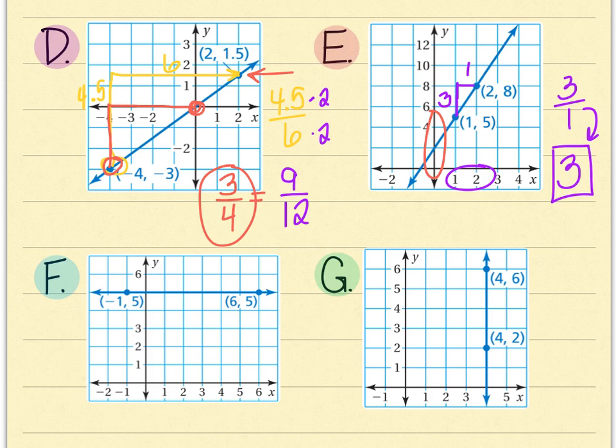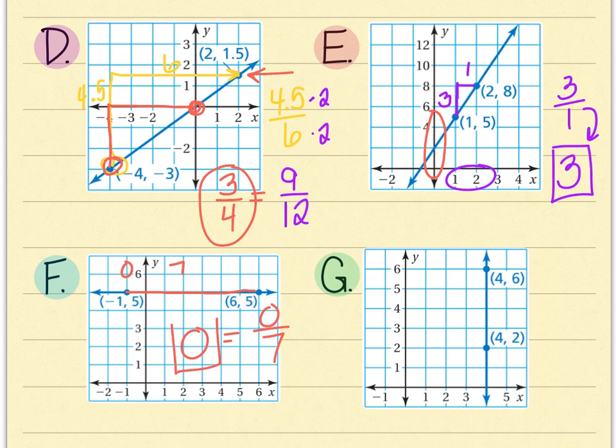And then we get to two interesting examples here in F and G. In example F, there actually is no rise. The points are directly across from each other, so the rise would be 0, and the run would be 1, 2, 3, 4, 5, 6, 7. So then I would have the fraction 0 over 7, and then 0 over 7 would actually reduce to 0.